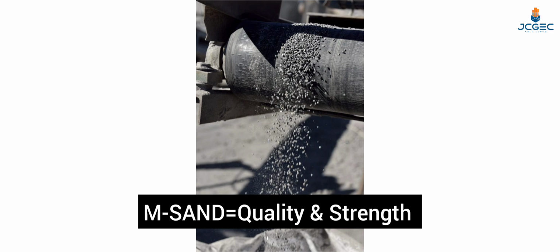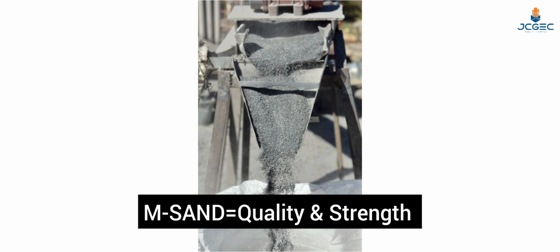M sand is artificially made by crushing hard granite stones into fine particles. Unlike natural river sand, M sand is consistent in quality and strength. Crushed and processed from hard rocks, precisely graded for consistency, free from organic and clay impurities.